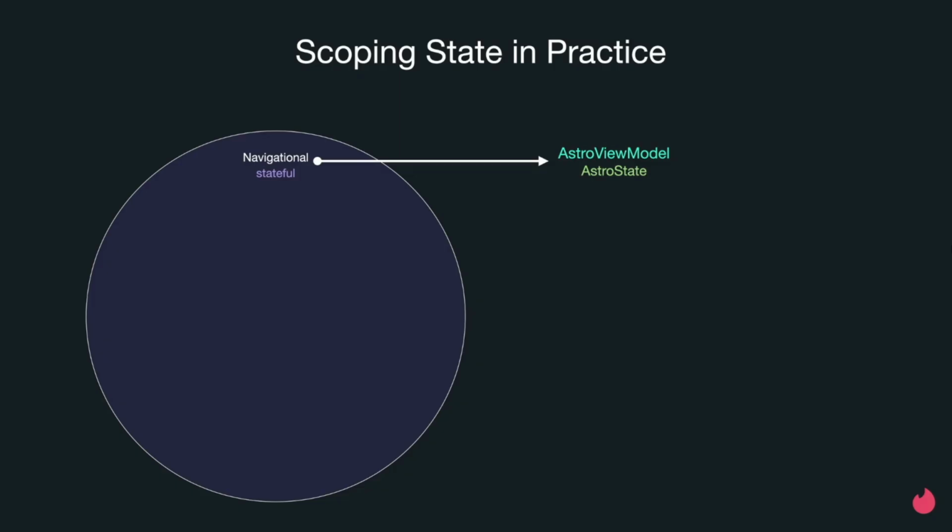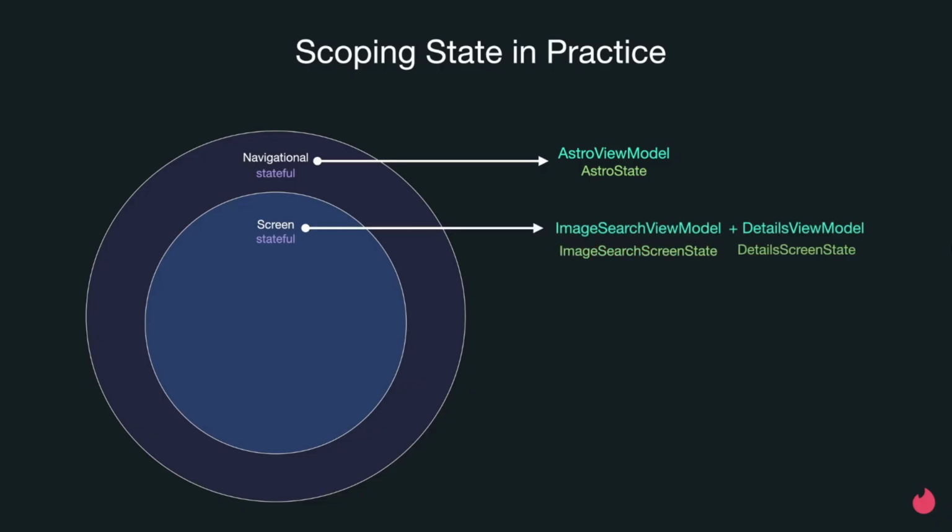Going to the next layer down, we're at the screen level now, which is also by its very nature stateful. We have two screens to deal with at this level. One is the image search and the other is the detailed screen. And so we conceptualize two view models that deal with each of these screens, as well as two states that represent each of these screens.